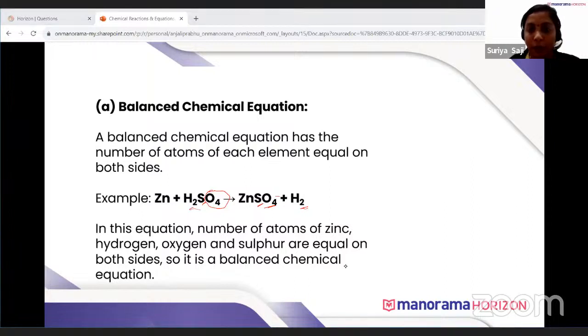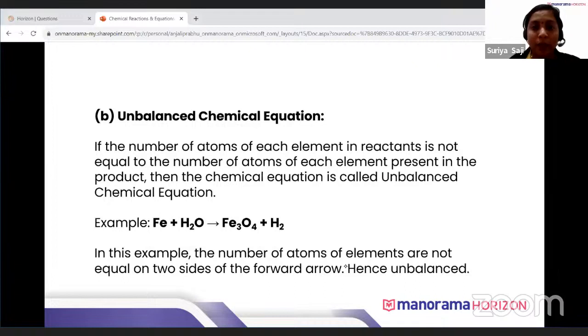Okay, let's proceed then. We'll see what an unbalanced chemical equation is. In this reaction, Fe stands for iron. There is only 1 Fe on the reactant side, but on the product side we can see 3 Fe atoms. So it's not balanced. It's an unbalanced chemical reaction. When we check both sides of the arrow and the number of atoms differ, then it is an unbalanced chemical reaction. Okay.